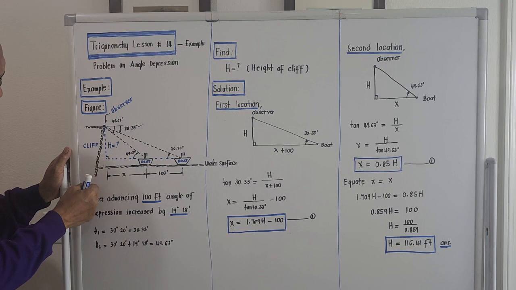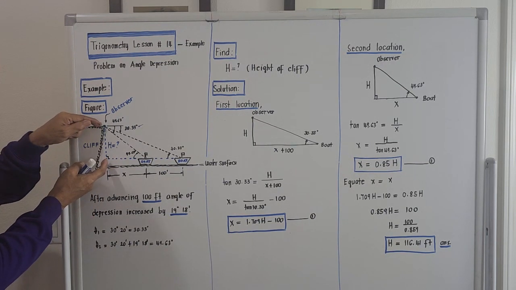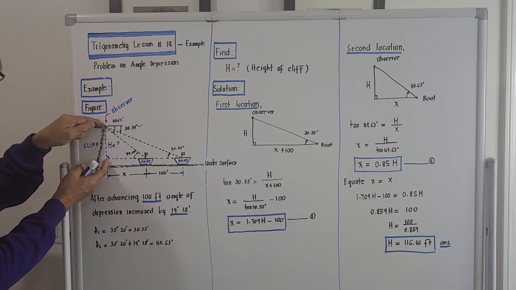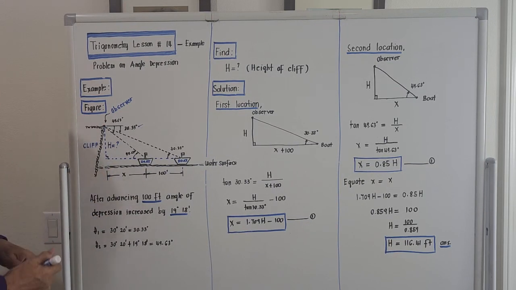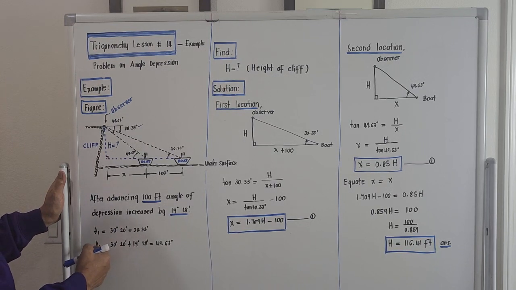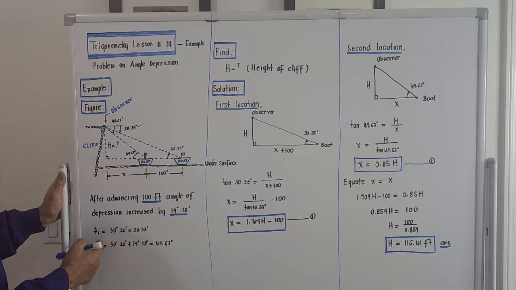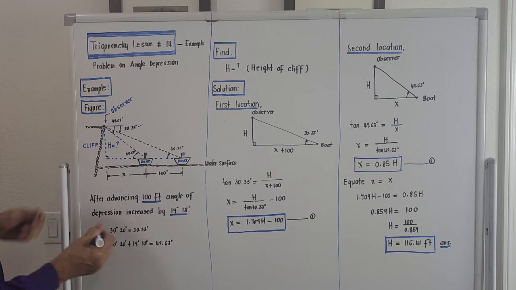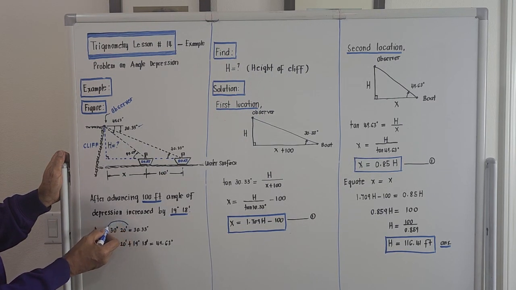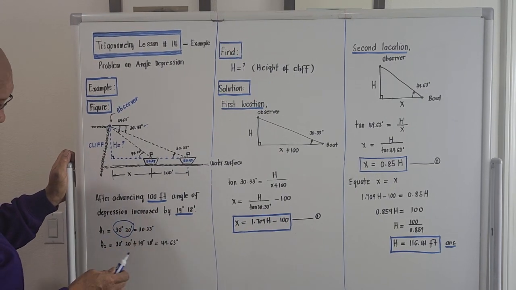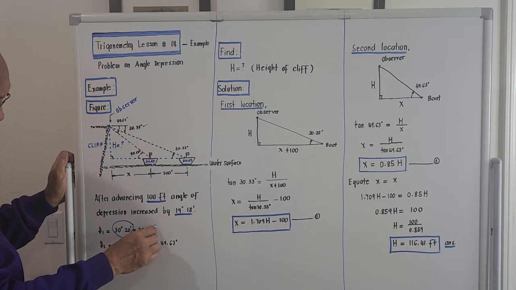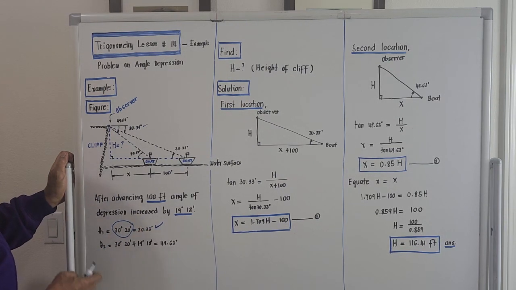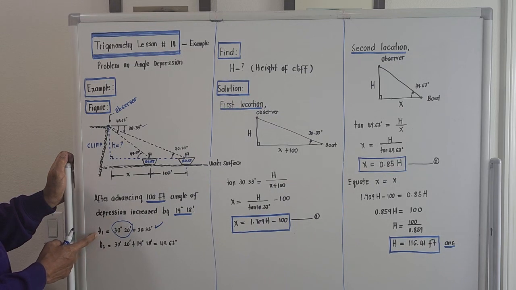The problem is asking how high is the cliff above the water level. So this is the cliff, and this is the unknown height of the cliff. How high is it above the water level? These are just my computations regarding the angle of depression. The initial angle of depression is 30 degrees 20 minutes. If we convert this to degrees, 20 divided by 60 will be 0.33. So this will now be 30.33 degrees. That's the initial angle of depression.